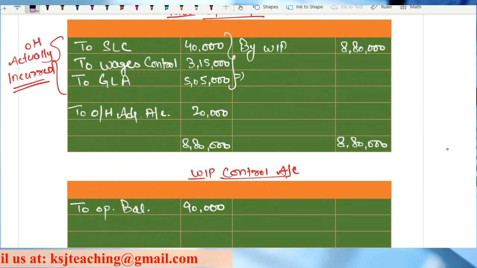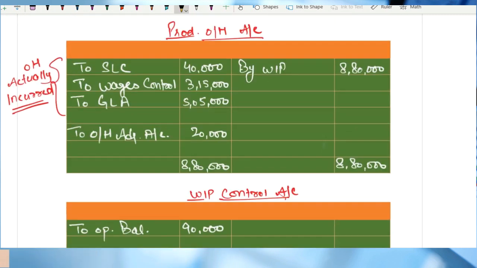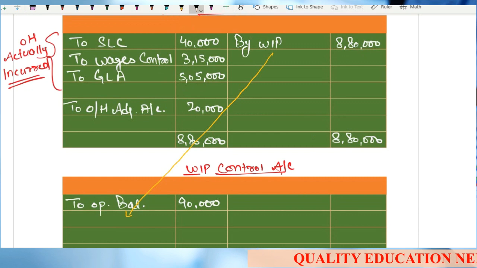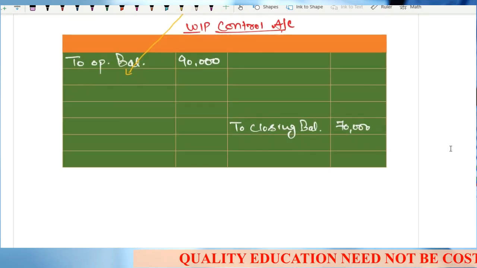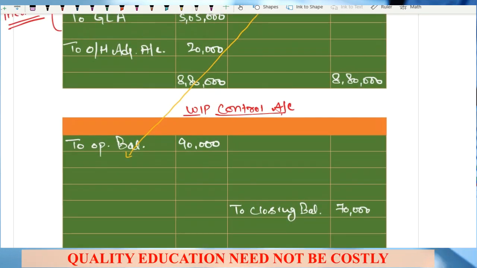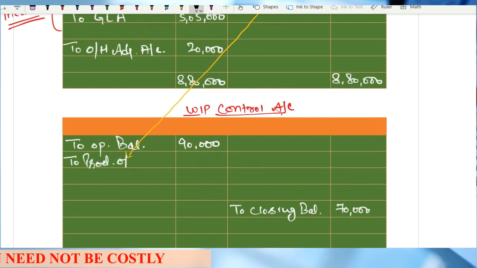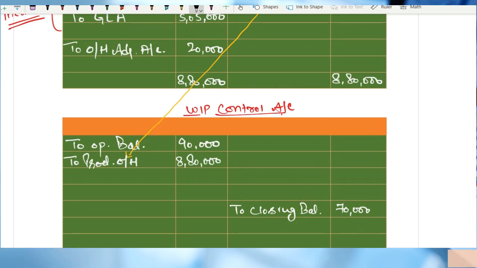Okay, I'll rub this part. Okay, now an entry will come from the production overheads control account. By WIP you will take the entry to here. Any doubts? So the entry will be to production overhead control account, 8,80,000. Done.